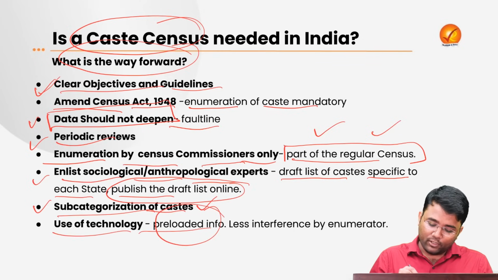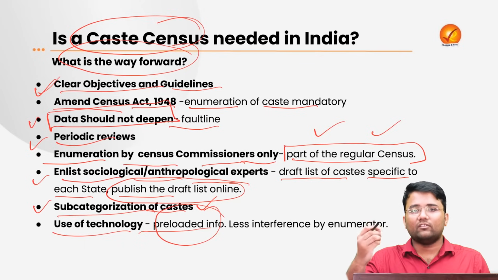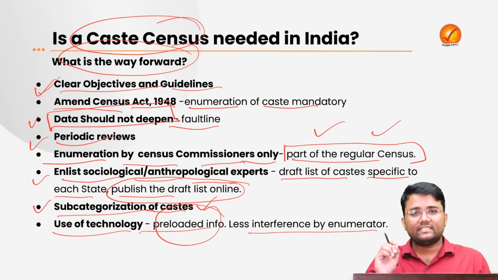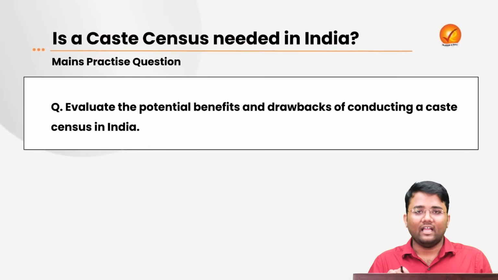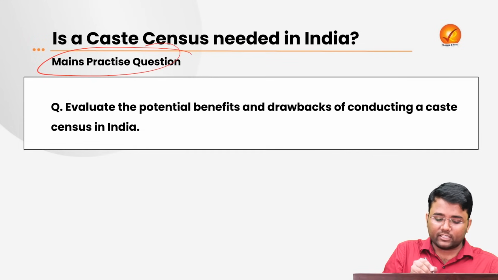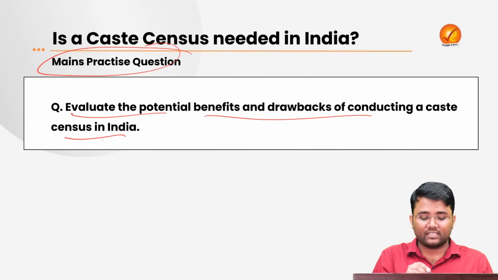Here, there can be a preloaded information, preloaded questionnaires only that would be asked with the people, and this will lead to less interference by the enumerators, and there will be less subjective data that will be coming in the public domain. Now, a mains practice question from this topic: evaluate the potential benefits and drawbacks of conducting a caste census in India.